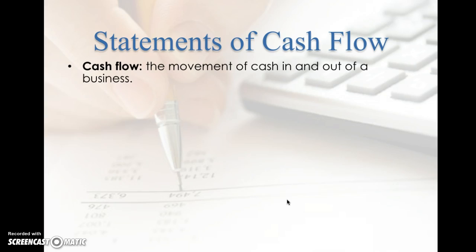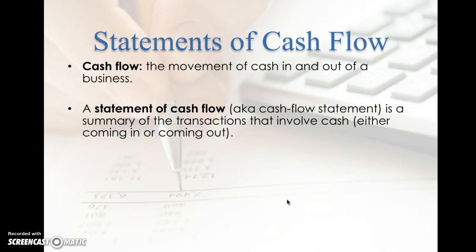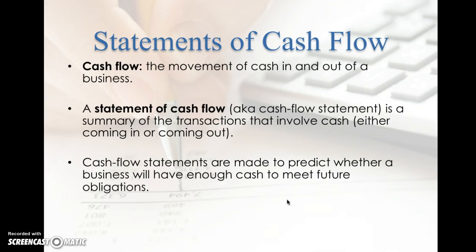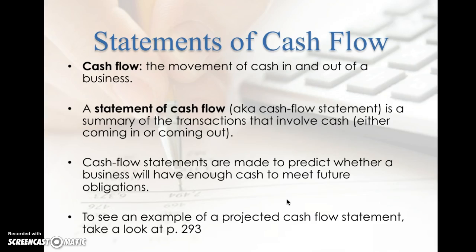So what is a statement of cash flow? Cash flow itself is the movement of cash in or out of a business. The cash flow statement is a summary, essentially, of all the transactions that specifically involve cash coming in and out of our company. Cash flow statements are made in order to predict whether we're going to be able to pay off future obligations. Do we have enough money to cover our debt? All right, to see an example of a projected cash flow statement, you can turn to page 293 in your textbook.